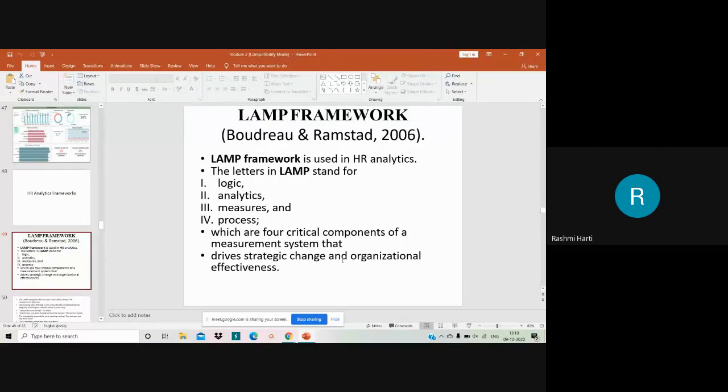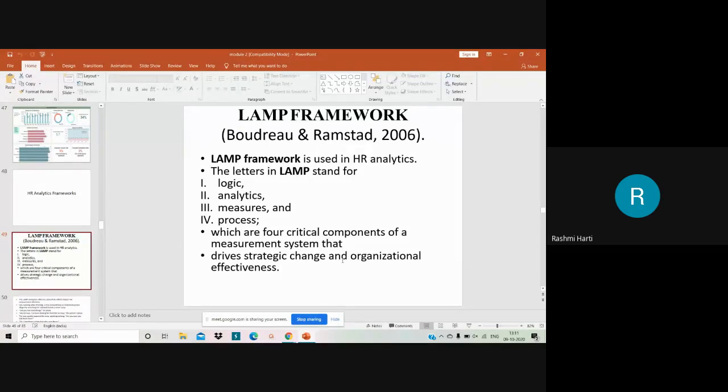Building an HR analytics framework, however, is the first step to being able to apply and use analytics in the organization's HR. This particular framework is very, very important if you want to use analytics in your HR. There are several steps to take to begin and improve your HR analytics journey. The first step we could see here, which is given in your syllabus, is the LAMP framework.